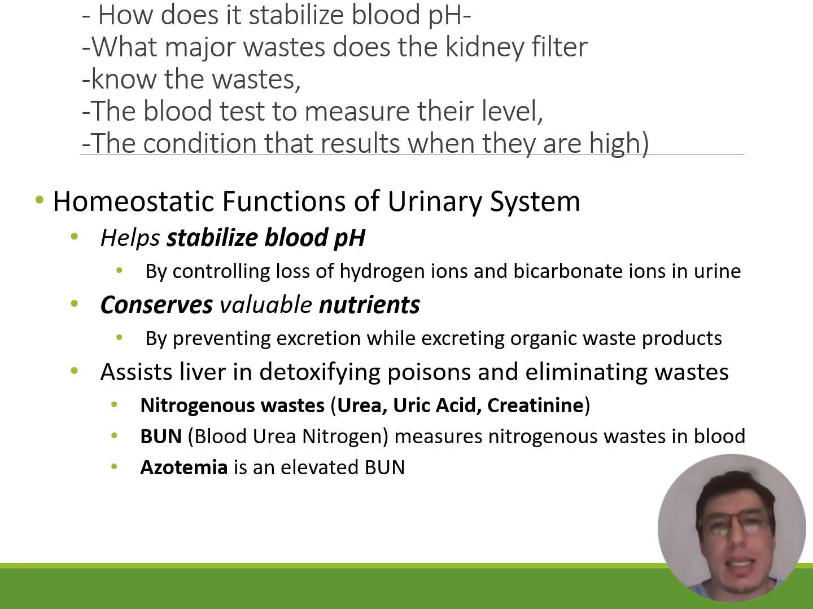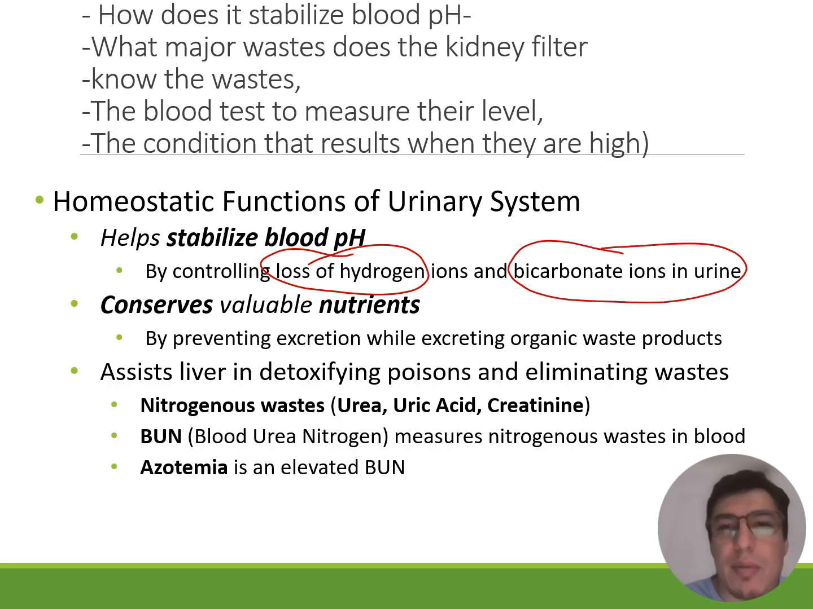How does the kidney stabilize blood pH? The kidney, throughout its filtration process, can control the loss of hydrogen ions. The higher the concentration of hydrogen ions, the more acidic, the lower the pH is. And bicarbonate, remember that is a buffer system that allows for the buffering of that acidity. So how does the kidney stabilize blood pH? By increasing the excretion of hydrogen and bicarbonate in the urine.